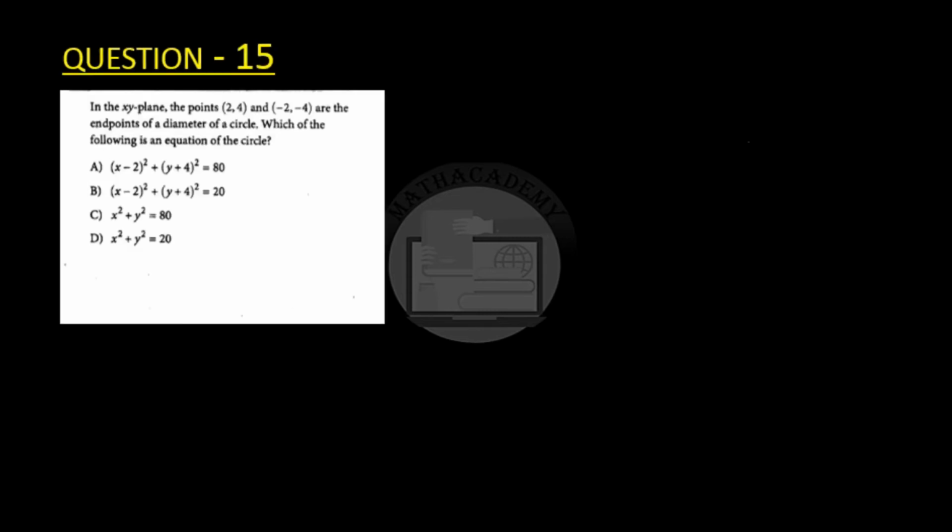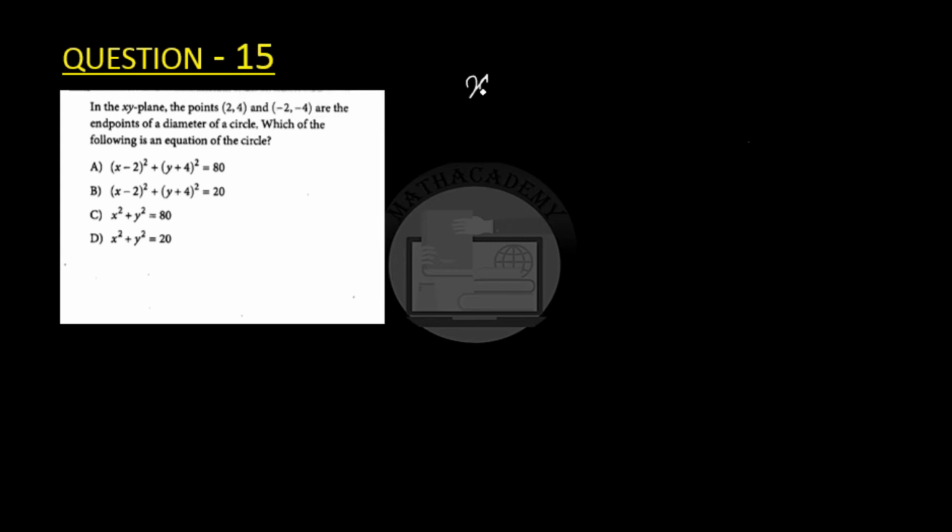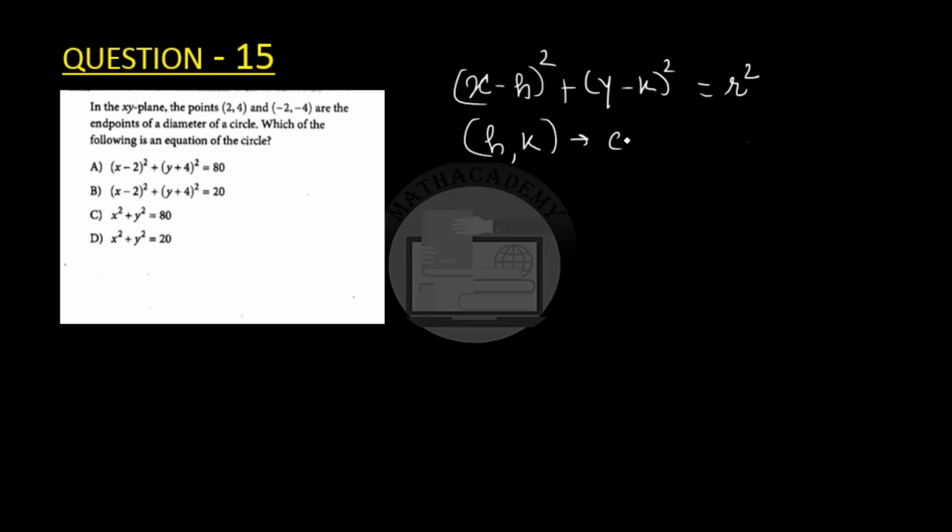Question number 15. In the xy plane, the points 2, 4 and -2, -4 are the endpoints of the diameter of a circle. Which of the following is an equation of the circle? So we know that the equation of the circle is x minus h whole square plus y minus k whole square is equal to r square. What are h and k? h comma k are nothing but the coordinates of the center of the circle, and r is the radius of the circle. So to find the correct answer, we need to know what is the center of this circle.